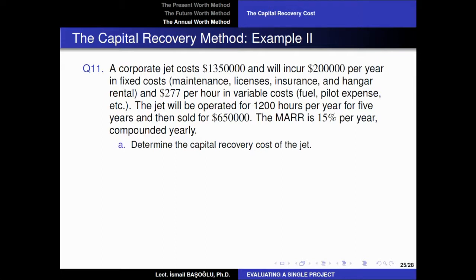And then in part B: what is the equivalent uniform annual cost of the jet?